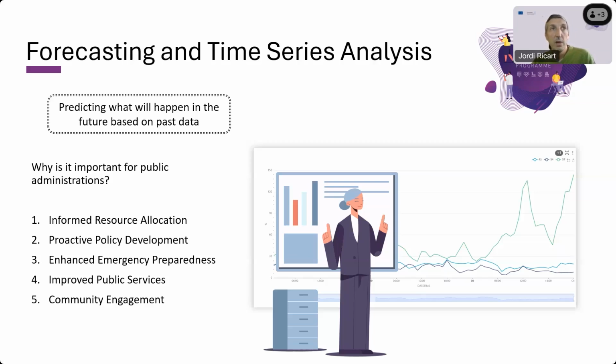Third, enhanced emergency preparedness. When it comes to emergencies like natural disasters or public health crises, forecasting can provide critical insights. This helps administrators plan and respond more effectively, potentially saving lives and resources. Also, improved public services. Analyzing trends in how people use services like public transportation or waste management, for example, allows administrations to enhance service delivery. When they understand what residents need, they can adapt and improve those services.